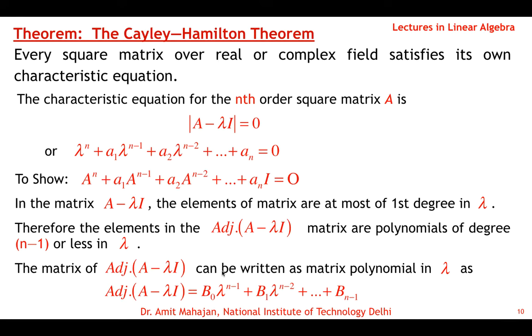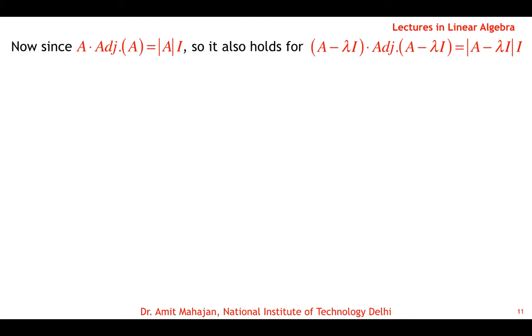And then we know this property that A times adjoint A must be equal to determinant A into I. So this is also satisfied or true for the A minus lambda I matrix. That means A minus lambda I times adjoint of A minus lambda I must be equal to determinant of A minus lambda I times I, okay.